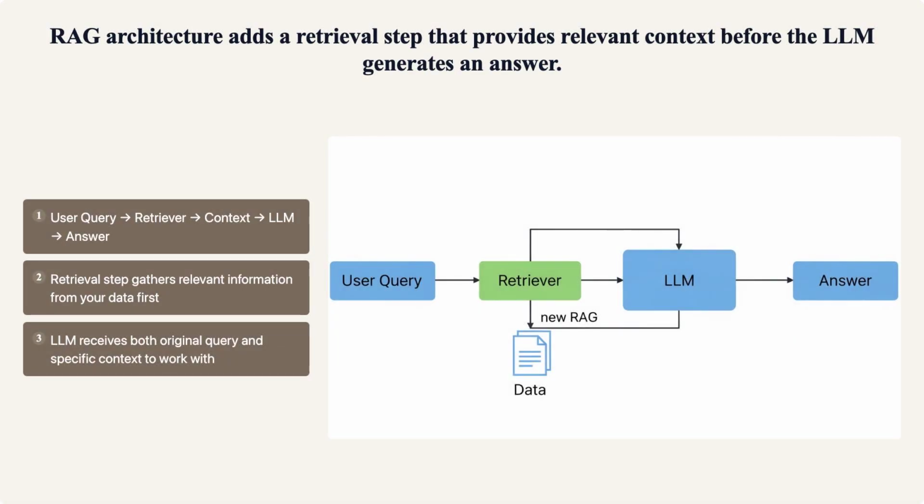Now here's what RAG adds to this flow. The path becomes user query goes to a retriever, which finds relevant context from your data. Then, both the context and original query go to the LLM to produce an answer. We've inserted a crucial retrieval step that gathers relevant information first. The LLM now has specific context to work with, not just its training memory.